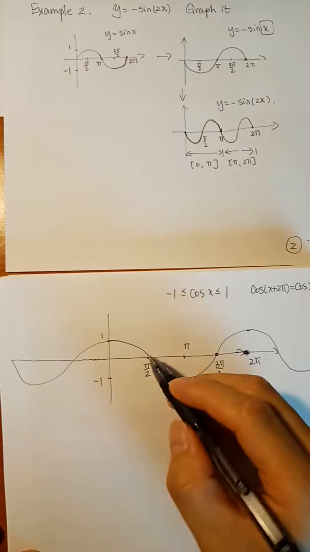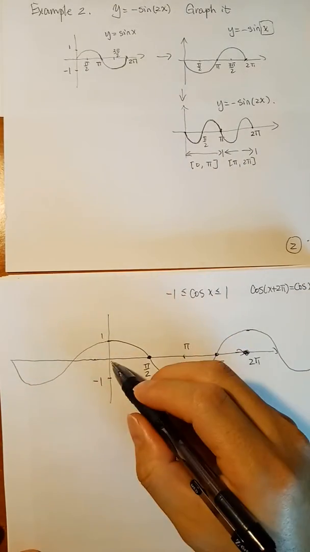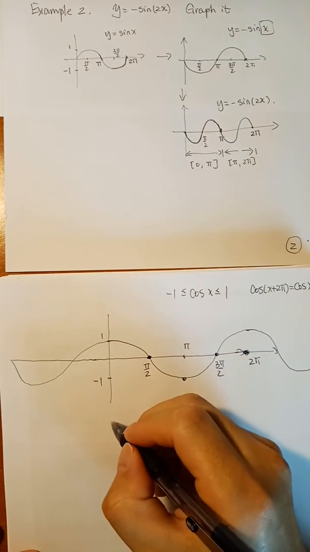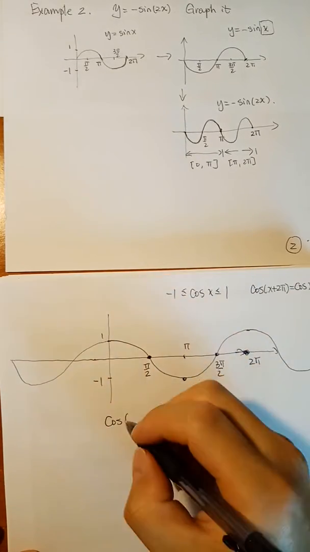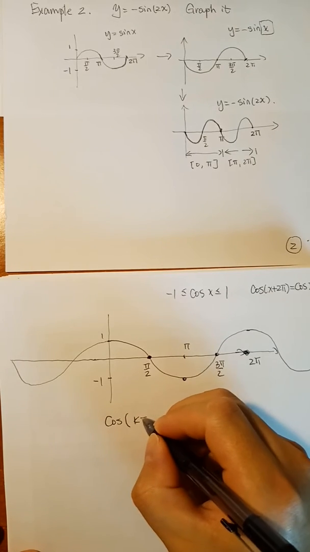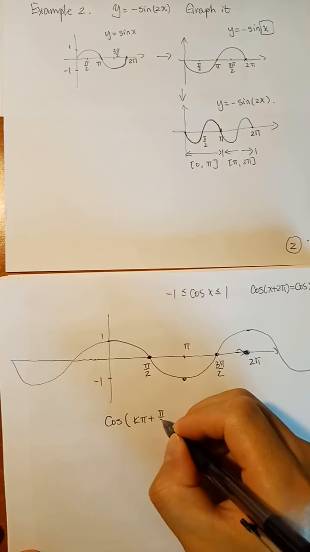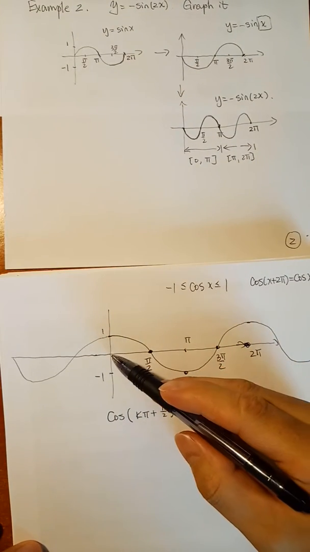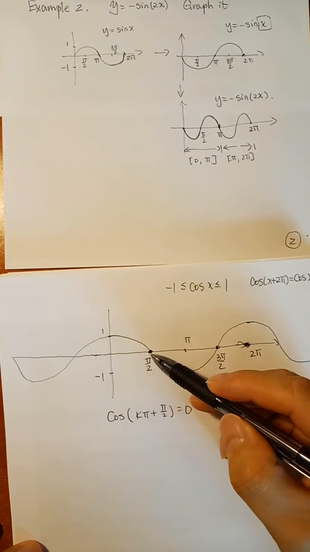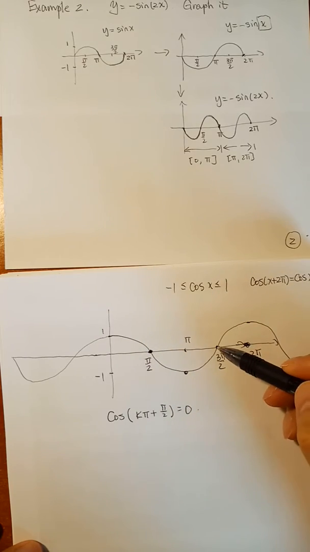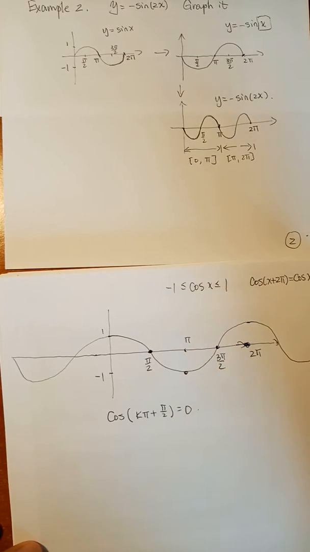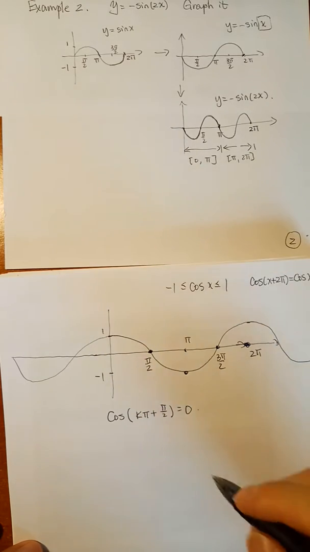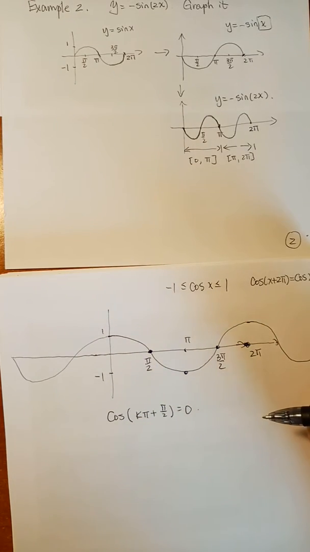Or in other words, what are those points? They are 0 plus pi over 2, pi plus pi over 2, 2 pi plus pi over 2. So cosine of k pi plus pi over 2 is equal to 0. For all integers k, an integer pi plus pi over 2, the cosine value is 0.